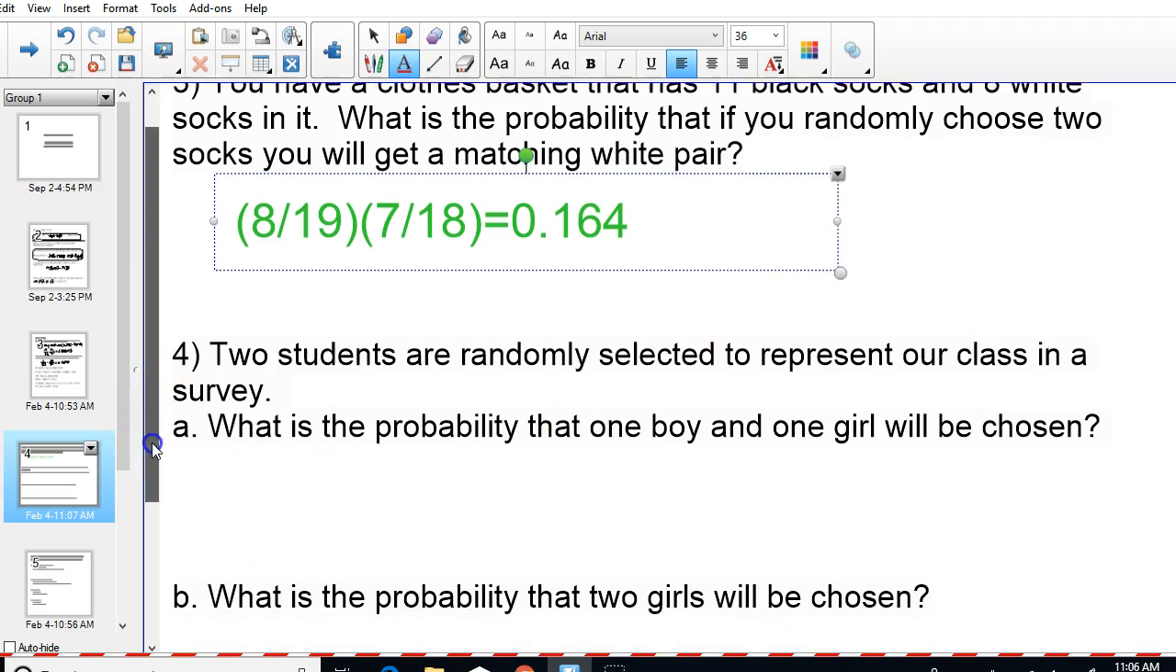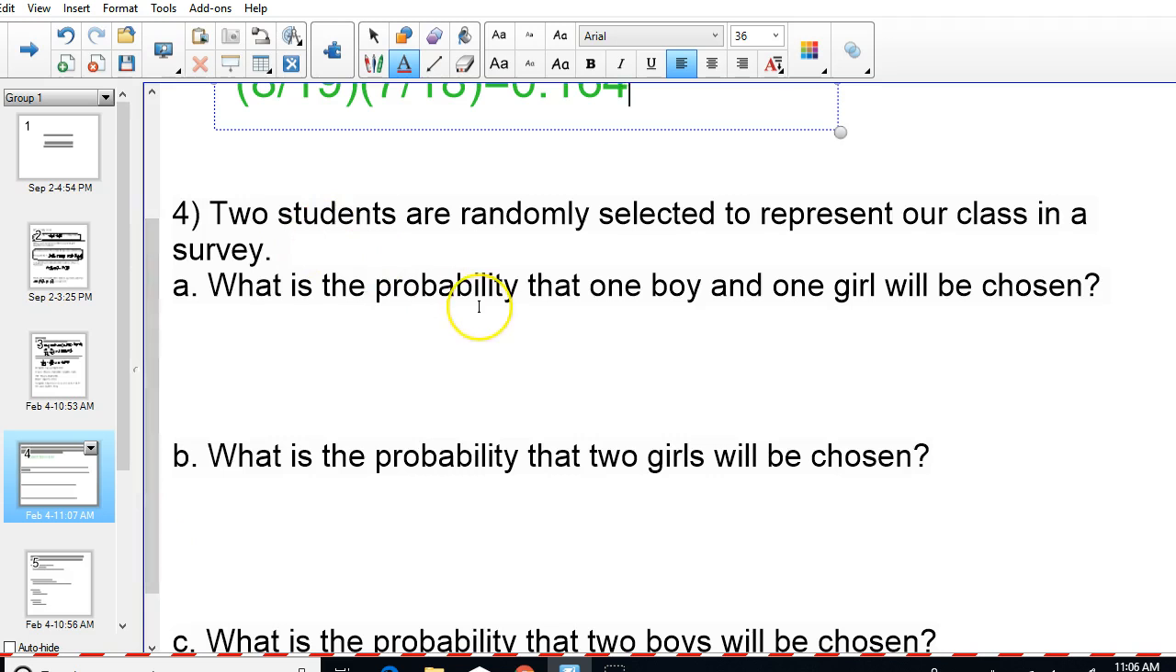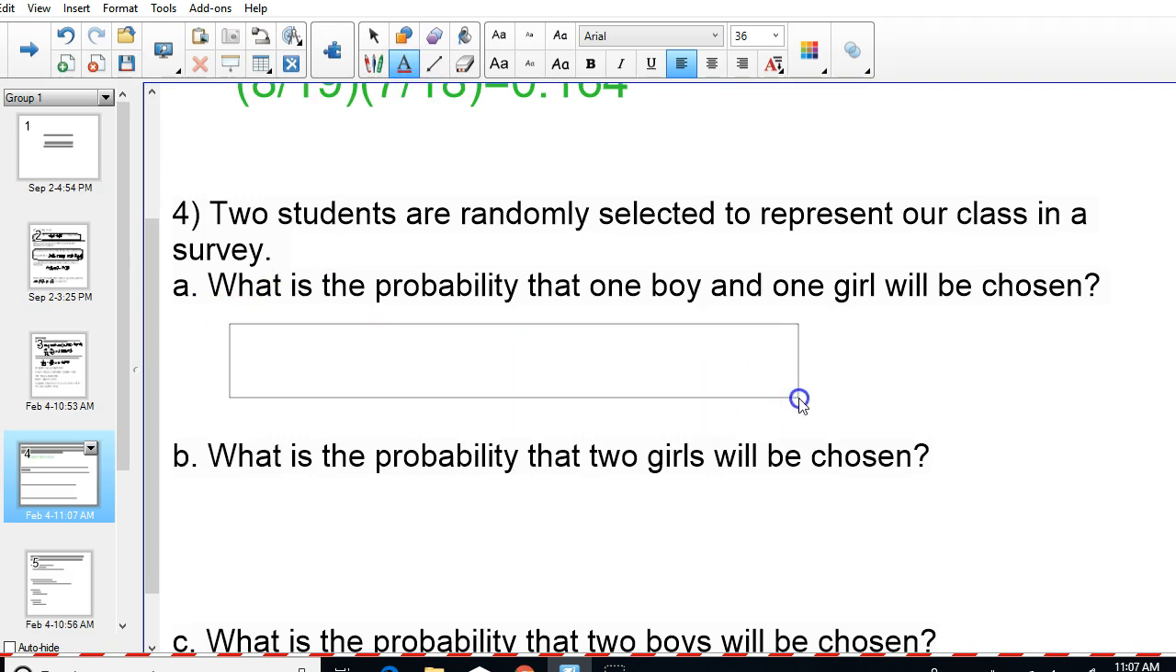Okay. 2 students are randomly selected to represent our class in a survey. What is the probability that one girl and one boy will be chosen? Okay. Now this one's a little bit tricky, and here's why.